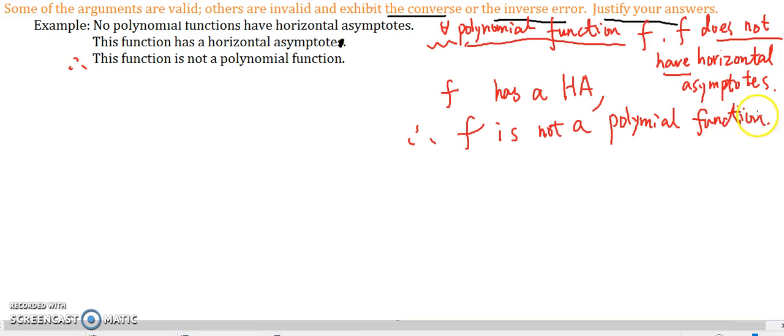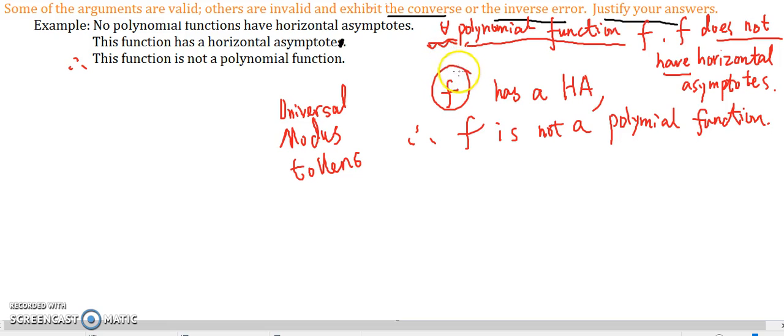And that is a valid argument. And this argument is universal. Well, it is still modus tollens, but because a universal statement is involved, this is universal modus tollens, and we applied a specific case of a polynomial function f, because this universal statement applies to any polynomial function, so it should apply to a specific polynomial function f. Okay, so we would say this is a valid argument, and the reason is that this argument is universal modus tollens.